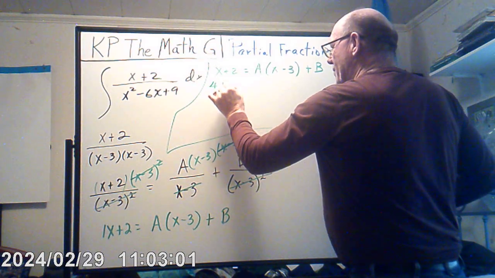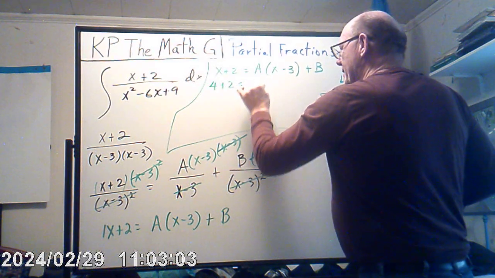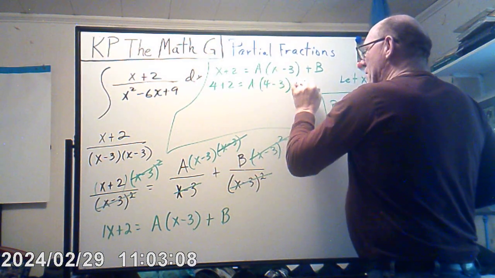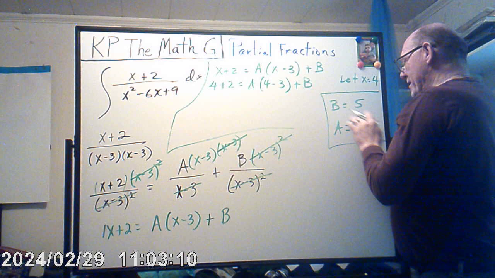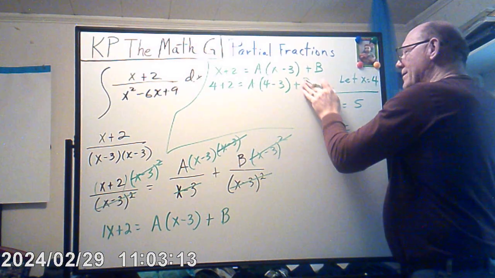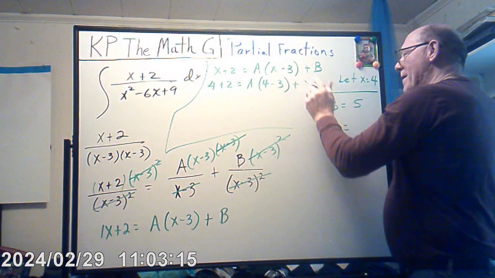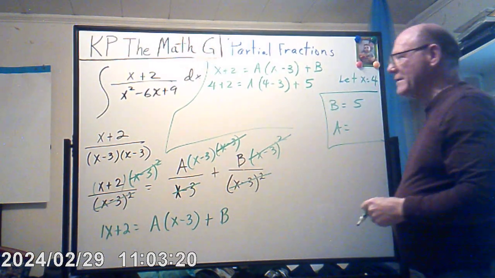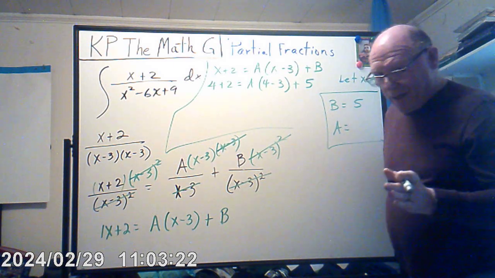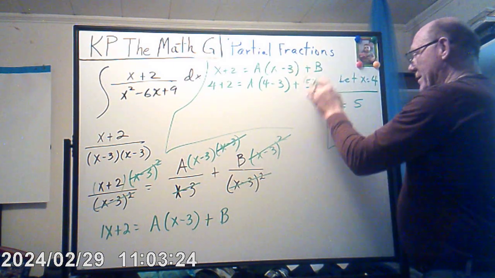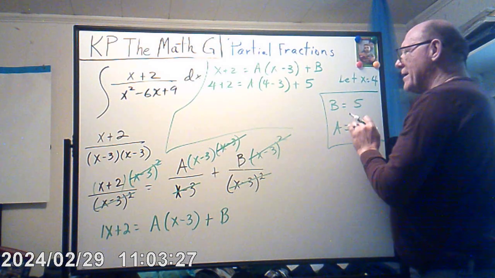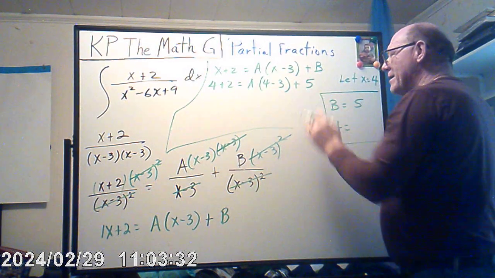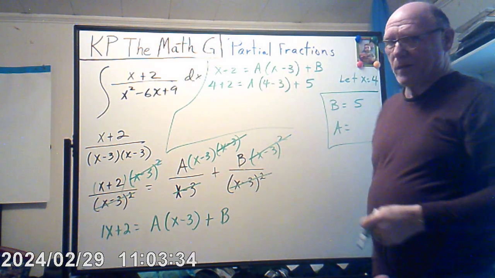4 plus 2 is equal to a times 4 minus 3, plus b. Oh, I already know what b is. b is 5, so I don't need to put plus b again. I'm going to let b be what it is. Once you find one letter, that's the key: plug that number back in place of that letter. We let x be 4, so we've already taken care of x and b. So now we just got to find this lonely a.